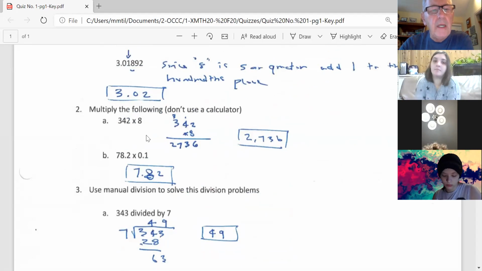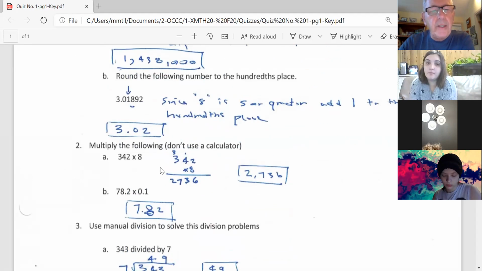Okay, look at number 2. Multiply the following. Don't use a calculator. 342 times 8. 8 times 2 is 16. Carry the 1. 8 times 4 is 32, plus 1 is 33. Carry the 3. 8 times 3 is 24, plus 3 is 27. There's no decimal places in here, so the number is 2,736. Okay?